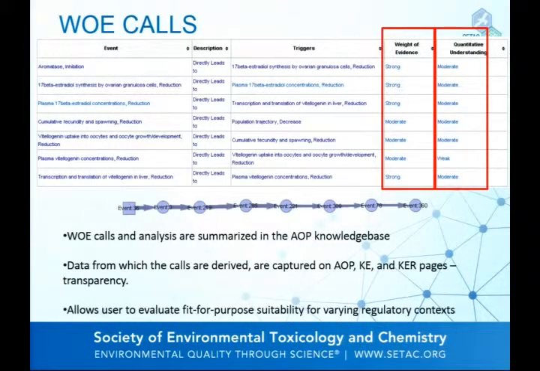That information, as you saw earlier, gets summarized in these various tables. So for each key event, we're making a call about either strong, moderate, or weak for the weight of evidence, and strong, moderate, or weak in terms of our quantitative understanding. That gets reflected in that network view, so you can just go in there quickly and see a snapshot. If you see nice big bold arrows, you can say, oh, pretty confident. At least the developer was pretty confident.